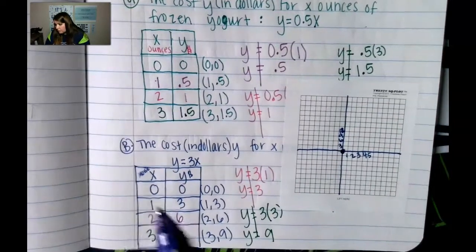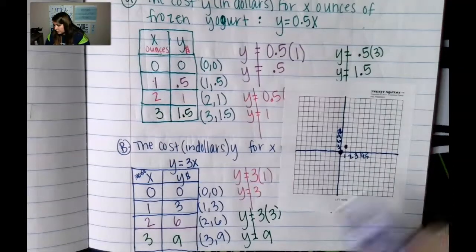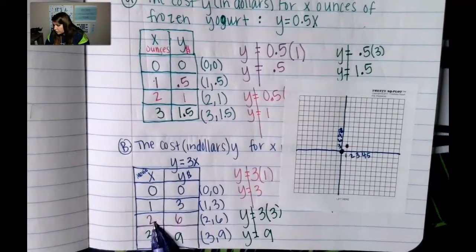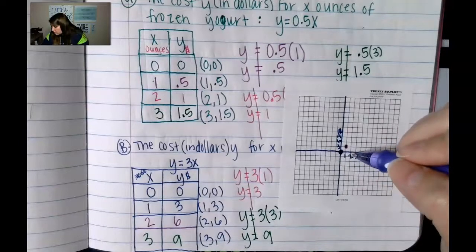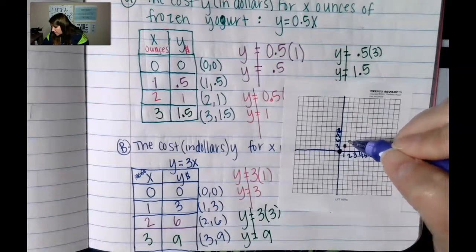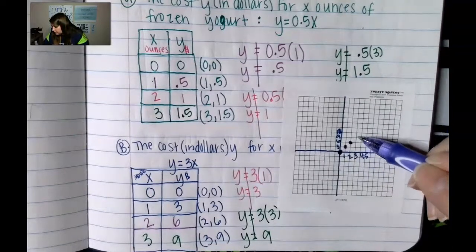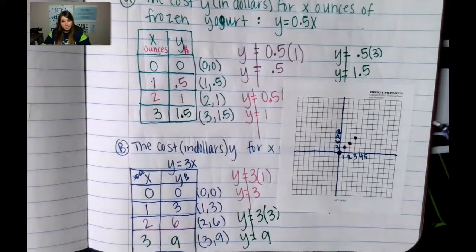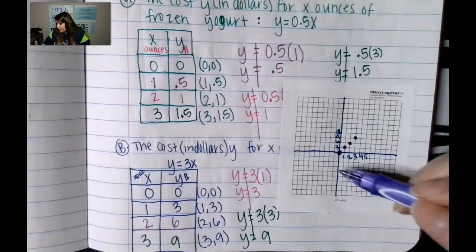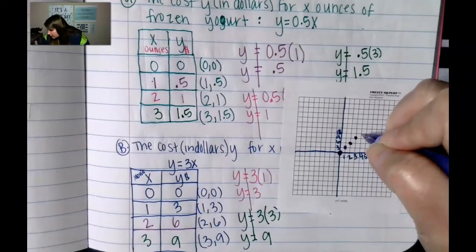When I buy 1 movie, it's $3. So I go over 1, up 3. 2 is $6. So I'm going to go over to 2 and then up to the 6. 3 is 9. So I'm going to go over to 3 and up to 9. If I continue on, if I buy 4 movies, it would cost $12 and so on.